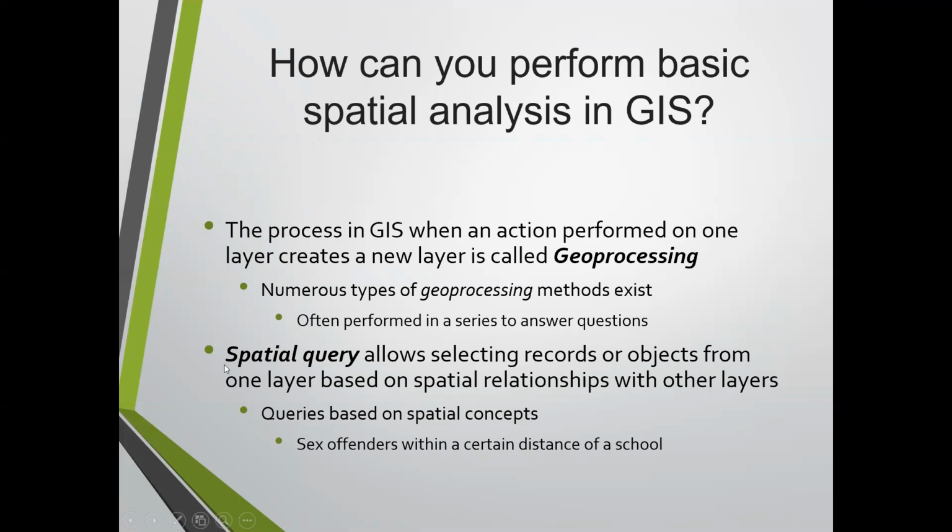So there's two kinds of queries here. This gets a little sketchy at first, and it took me a while to get a handle on it. Database query is what we talked about, where you're actually querying the database to get an answer. Okay, so you select records, and then those records will show you what's going on spatially. With a spatial query, what you're doing is you're querying the objects themselves, essentially, and then getting your information back in your database. So it's kind of two different directions. At first it took me a while to figure out whether I was doing a spatial query or a database query, but spatial query is where you're actually interacting with the objects, and then those objects are selecting records based on that, as opposed to the other way, okay? So queries based on spatial concepts such as sex offenders within a certain distance of a school.